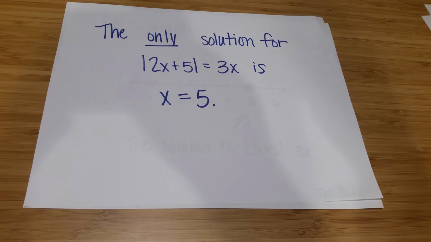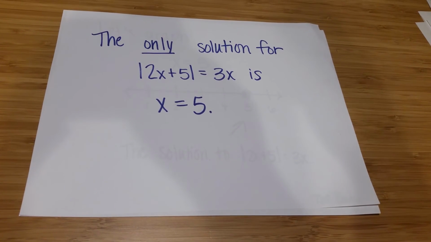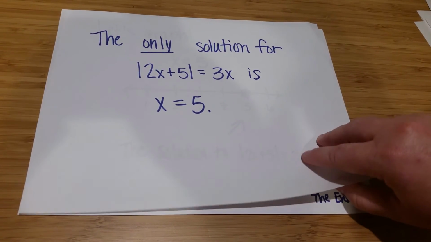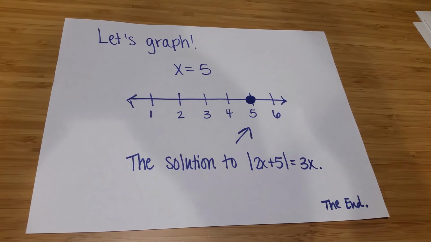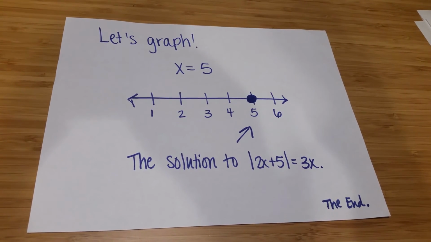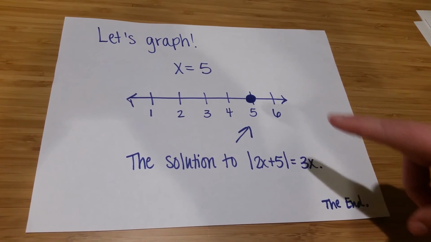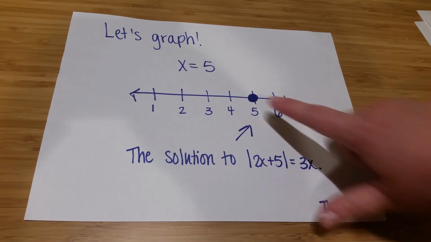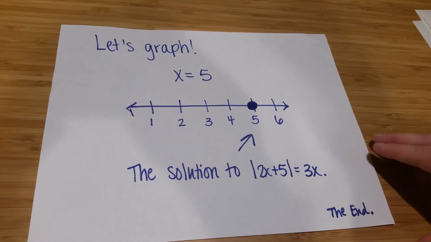The only solution for the equation, the absolute value of 2x plus 5 equals 3x, is x equals 5. Our final objective was to graph the solution. So let's graph x equals 5 on a number line. Make sure you have your numbers lined up from left to right, and because this is an x equals, we have just one closed dot at 5. The end.